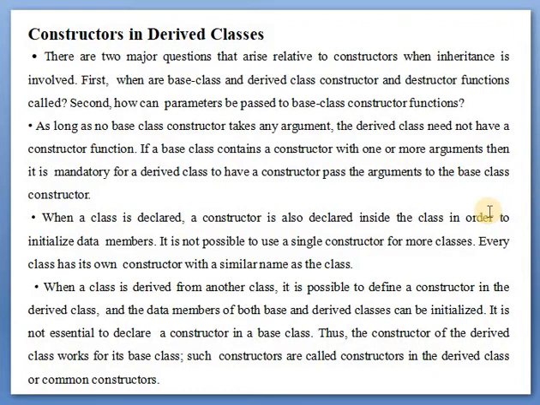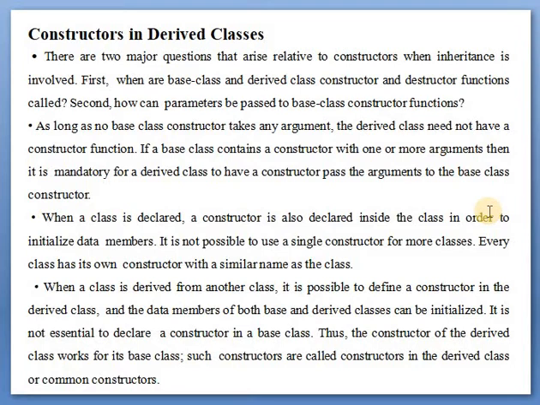So in inheritance we have one question, that is when are base class and derived class constructor and destructor functions called. The second question is how can parameters be passed to the base class constructor function. As long as no base class constructor takes any argument, there is no need to write a constructor function in the derived class. But if a base class contains a constructor with one or more arguments, then it is mandatory for a derived class to have a constructor that passes the arguments to the base class constructor.